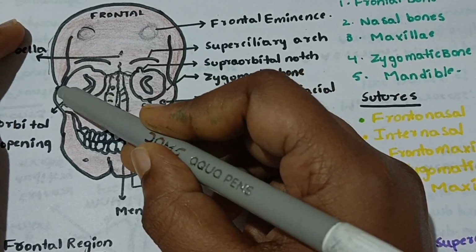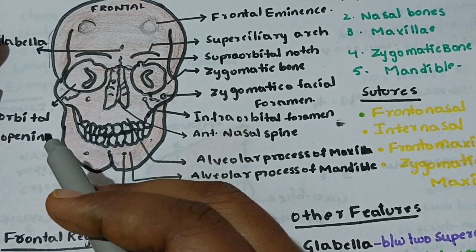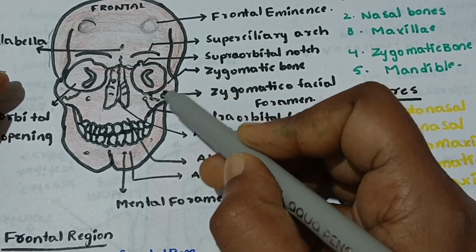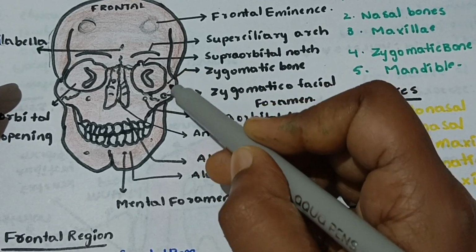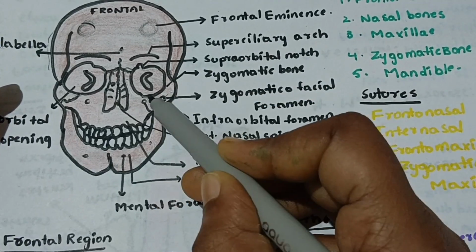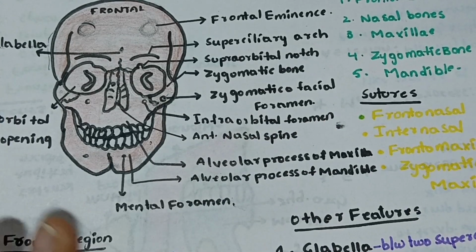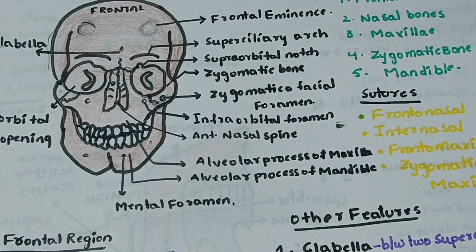And another suture is the zygomatico-maxillary. This is the zygomatic bone and this is the maxilla. Here the zygomatico-maxillary suture is present. These are the main bones and sutures that are present in the norma frontalis.